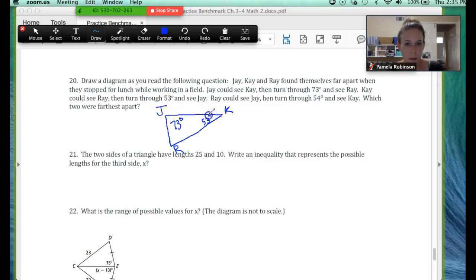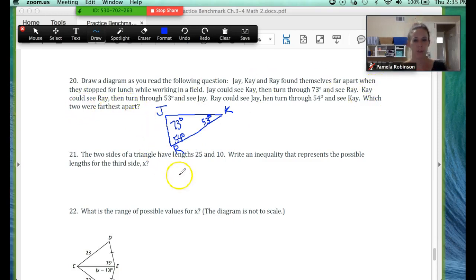Now we can figure out this angle based on the triangle sum theorem, but they give us that. Ray could see J, but he had to turn through 54 degrees to see K. So he's looking this way, he had to turn 54 degrees to see K. Now, if this is all correct, these should add up to be 180, and they do. 73 plus 54 plus 53 does make 180. So this is the question.